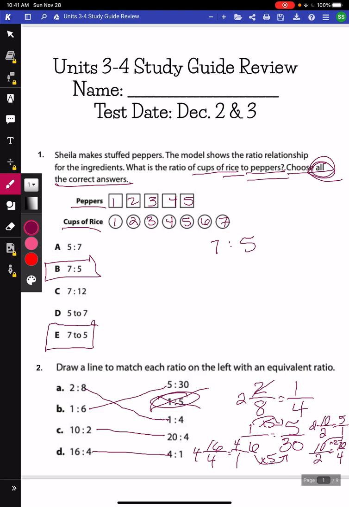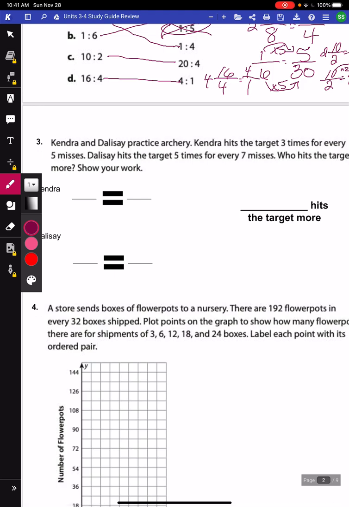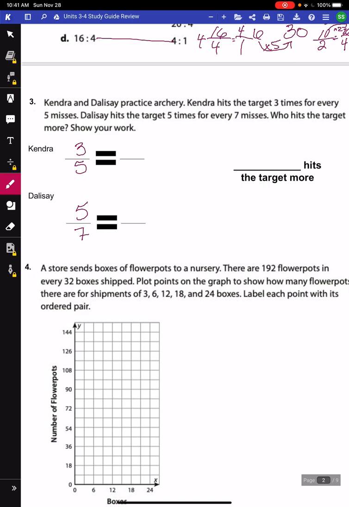All right, moving on to number 3. Kendra and Dallasy practice archery. Kendra hits the target 3 times for every 5 misses. Dallasy hits the target 5 times for every 7 misses. Who hits the target more? Show your work. So we're given that Kendra hits the target 3 times for every 5 misses. And Dallasy hits the target 5 times for every 7 misses.